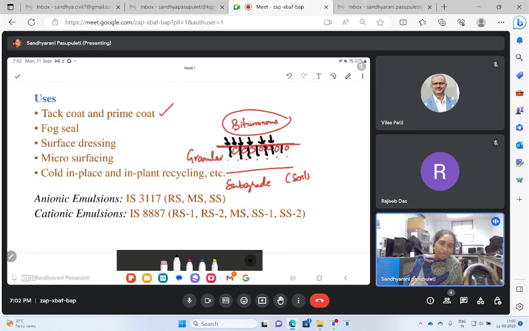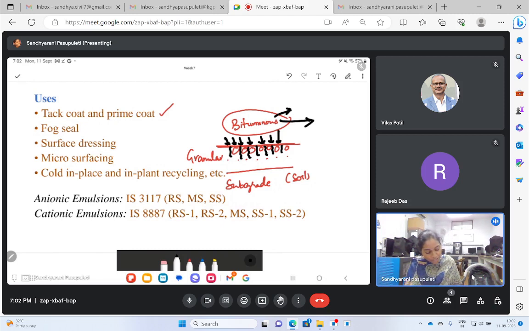If I don't apply this prime coat, what happens? If I directly place this bituminous mixture, whatever bitumen is present in it, mostly at higher temperatures, might enter downward. Then you will not have the available bitumen here for the proper strength or performance.